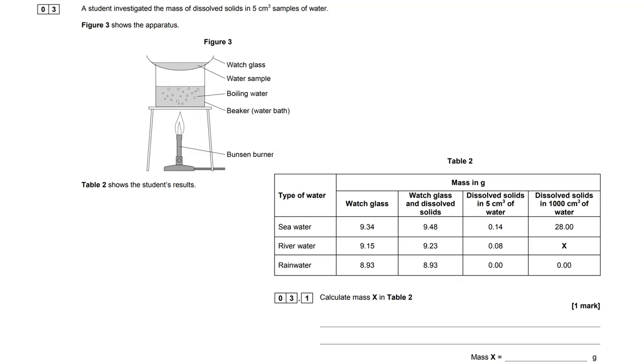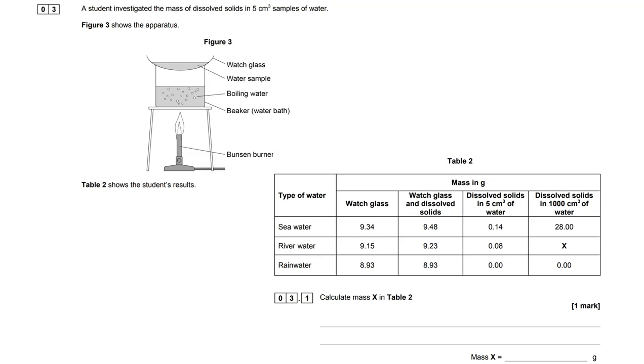This is AQA Coordinated Science, Chemistry Higher Paper 2, and this is question 3. We've got a question which relates to dissolving solids in 5 cm cubed samples of water, and we've got lots of data in this table. Now, the first thing that you've got to do is calculate mass X in table 2.